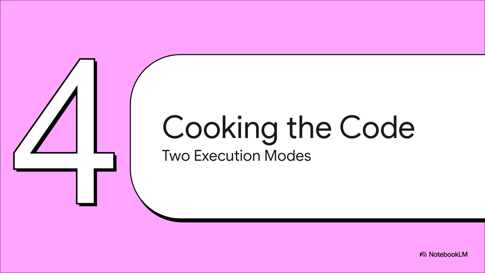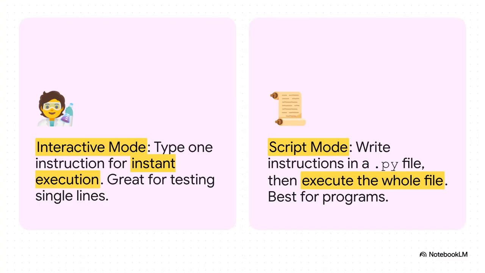All right, our recipe is written. Now we actually have to hand it over to the chef, our Python interpreter, so we can get cooking. And it turns out there are 2 main ways we can do this, and each one is useful for different situations. So we have 2 kitchen styles here. First up is interactive mode. This is like being a chef who tastes the sauce as they go. You type one little command, hit enter, and Python does it right away. It's fantastic for just trying things out.